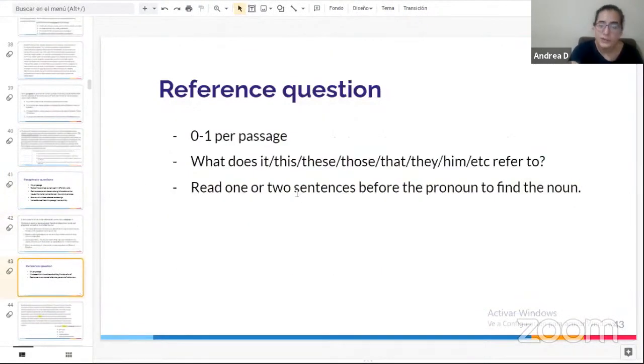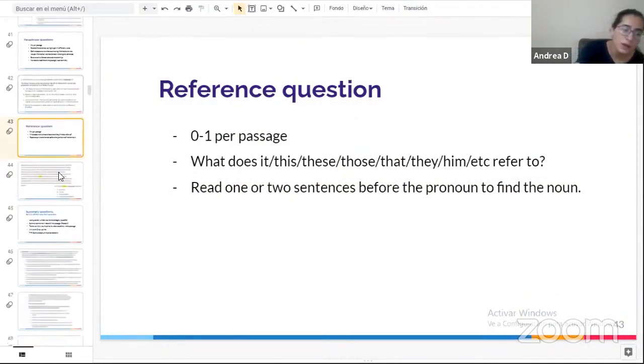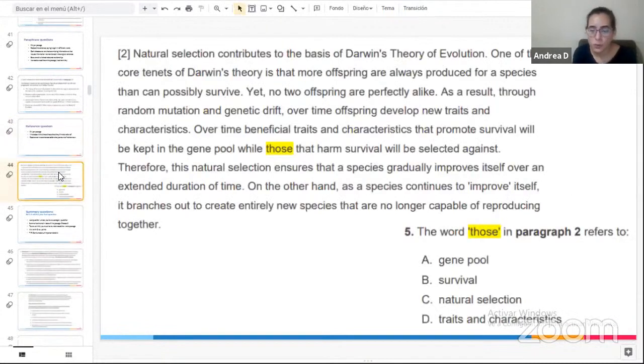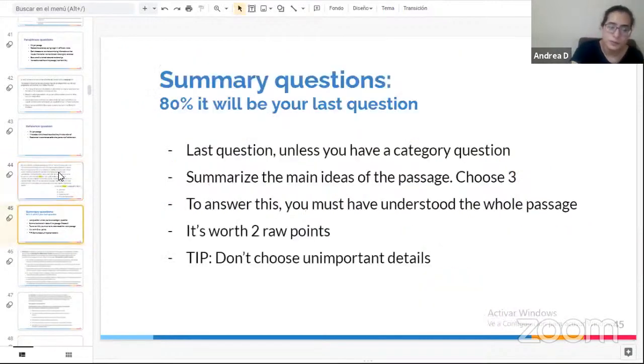Right. Now the next one, we saw this last class, the reference question, the easiest one. They ask you about what a word is referring to, like what do those, what does this, what does it refer to? And then you just need to choose the noun. So that's the easiest one of this.